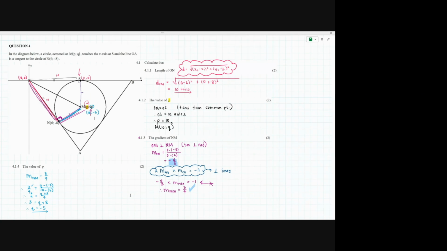Right, now you can sort of think we've done a few nice grade 11 type gradient, distance, all of those fun things. A little bit harder than question 3, absolutely. But now we're going to lead into the circle stuff. So you can pretty much guarantee that from 4.2 onwards, we're going to be talking about characteristics of our circle.